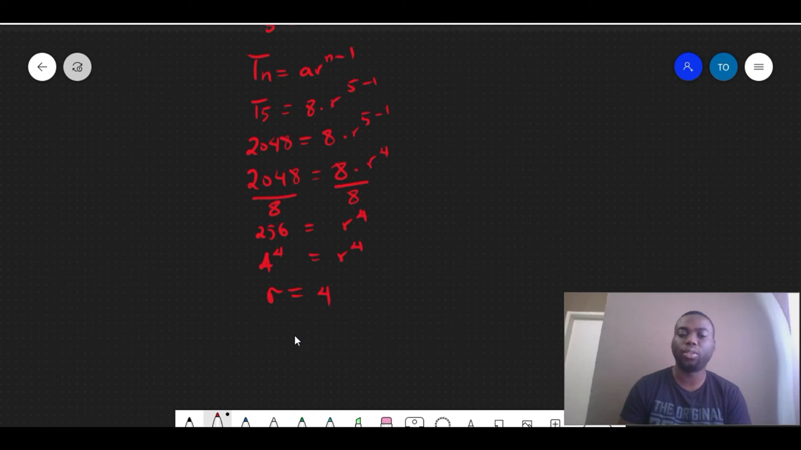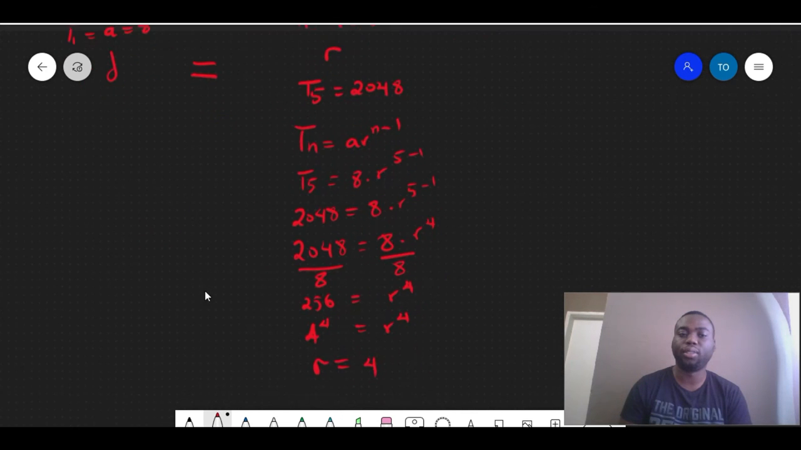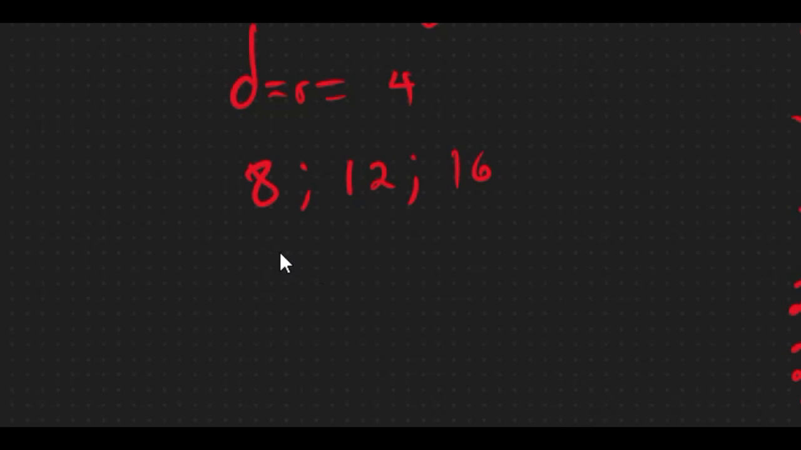Now since our R is equal to our D, we can use that to help us get the first three terms for arithmetic. Since we're told here that our D is equal to R, which makes it 4, we can use this to get our first three terms. The first term is 8, so the second term would be 12, and the third term would be 16. Since it's the sum, we just add.